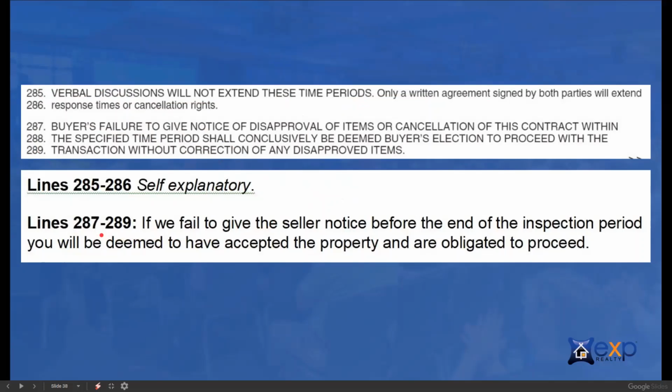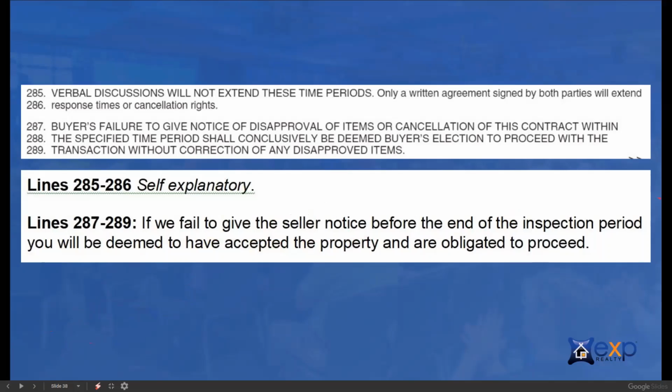Lines 287 through 289, if we fail to give the seller notice before the end of the inspection period, you will be deemed to have accepted the property and are obligated to proceed. So simply put, if you or the buyer blows it and you fail to give that notice, the buyer just accepted the property as it sits if the inspection period goes by without you giving notice to the seller. So this is a huge deadline, everybody. This could cost your client a lot of money and blow up a deal, and they'd be very unhappy.